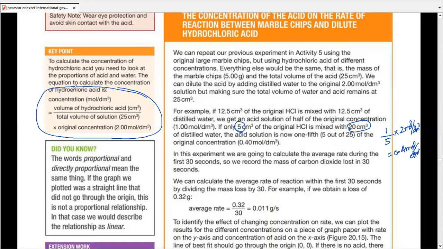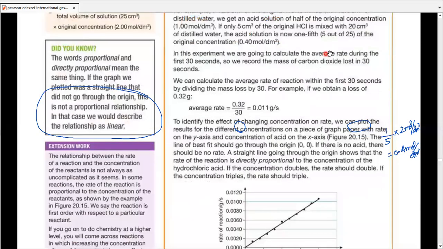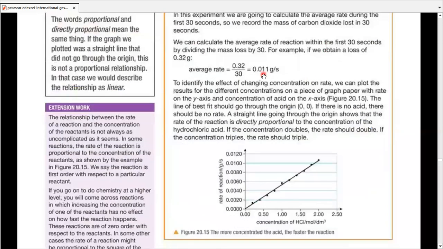So moving on, in this experiment, we're going to calculate the average rate during the first 30 seconds and the mass of carbon dioxide lost in first 30 seconds. We're going to go with a loss in mass experiment. We can calculate the average rate within the first 30 seconds by dividing the mass loss over the time, which is of course 30 seconds itself. So that is 0.32 grams mass loss over 30 seconds. So the answer is 0.011 grams per second.